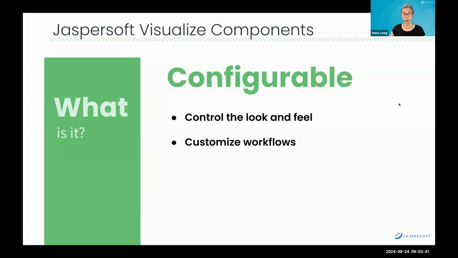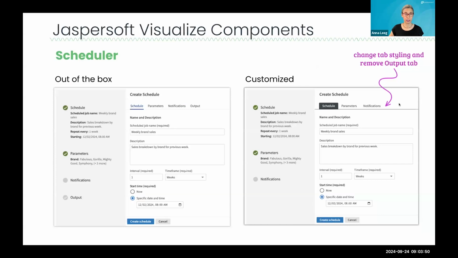And it is configurable. You can control the look and feel. You can also customize your workflows. I'm going to give you a couple of examples of how it is configurable. So one of the components we'll be releasing is our scheduler. And out of the box, it looks like the image on the left. So there's 4 tabs, just how we have it today: the schedule, parameters, notifications, and output. There's a progress indicator on the left that shows what values you've already selected, if there's any errors so far.